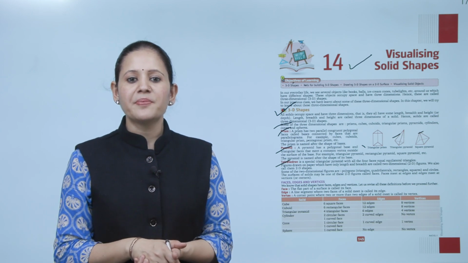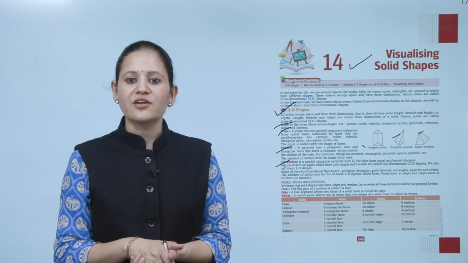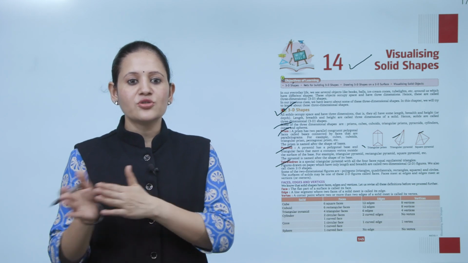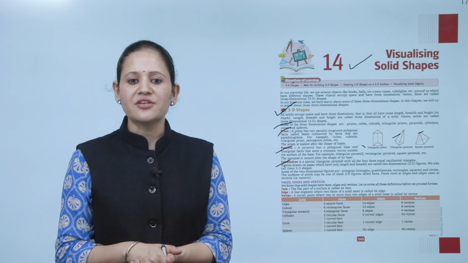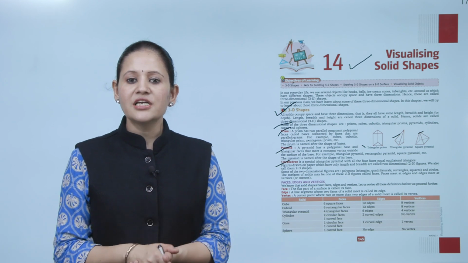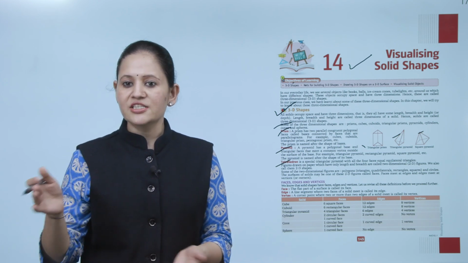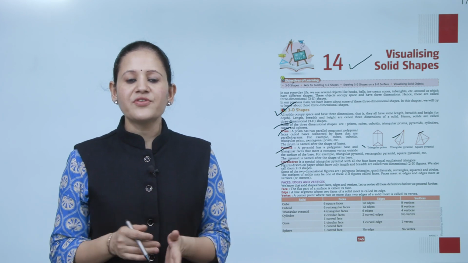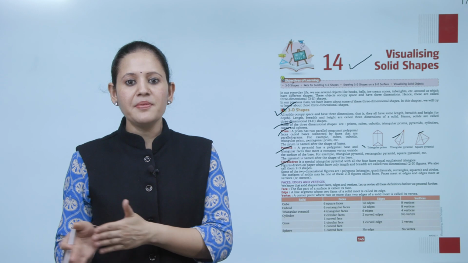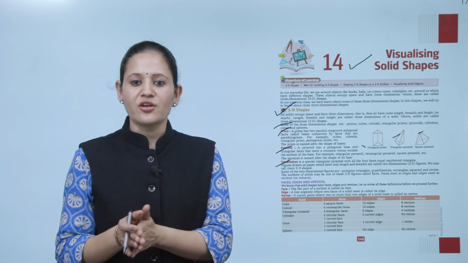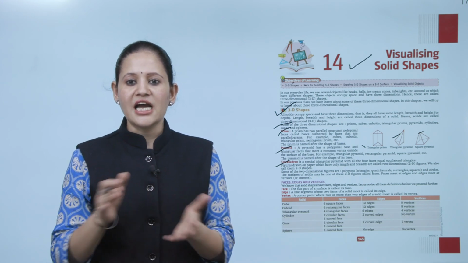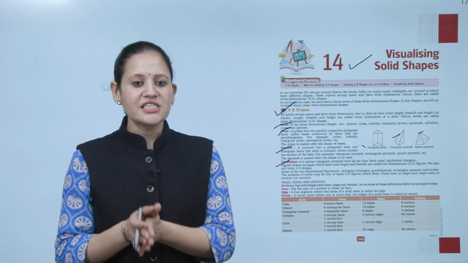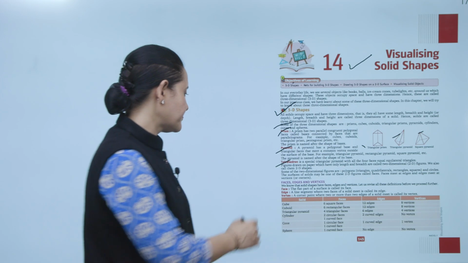Figures drawn on paper which have only length and breadth are called two-dimensional figures. We also call them 2D shapes. Some of the two-dimensional figures are polygon, triangle, quadrilateral, rectangle, square, and circle. All these are two-dimensional shapes. The surface of the solid may be one of these 2D figures, called a face. Faces meet at edges and the edges meet at vertices. Next is faces, edges, and vertices.